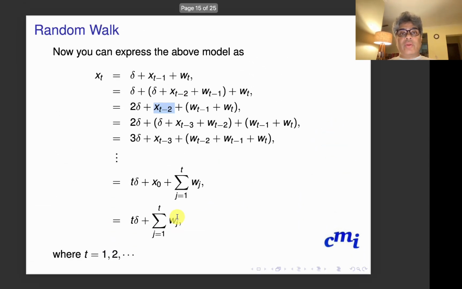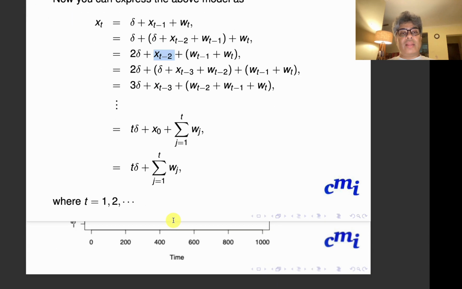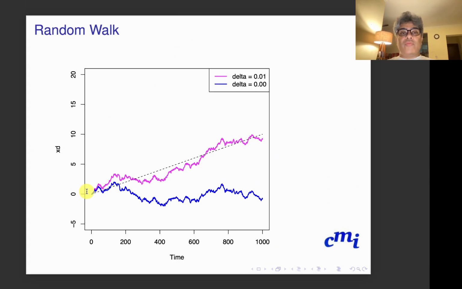Now what I can do is simulate this w_j, create a cumulative sum at t, and then plot them. If delta is 0, then you can see the series will behave like this. But if delta is 0.01, then it creates an angular effect, and this effect is typically called the drift effect of the random walk.